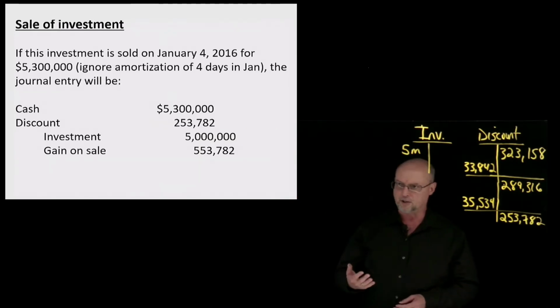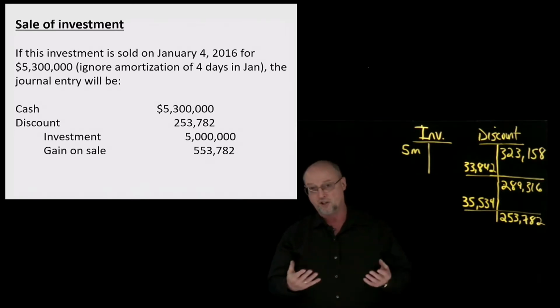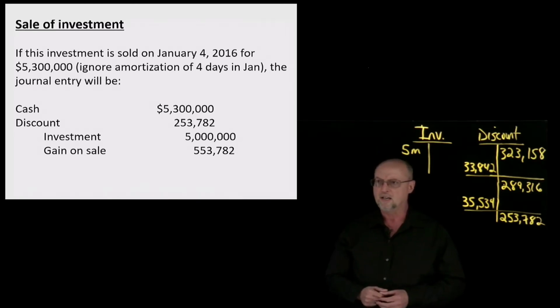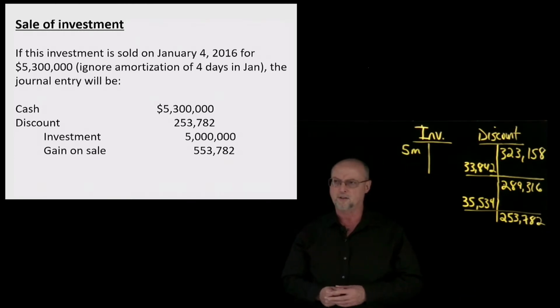4 days later, January 4th of 16, we sell the investment for $5,300,000. Notice we're going to ignore 4 days worth of amortization. We shouldn't, but we will for simplicity's sake. Look at the journal entry. Debit cash for what we sold it for, $5,300,000.